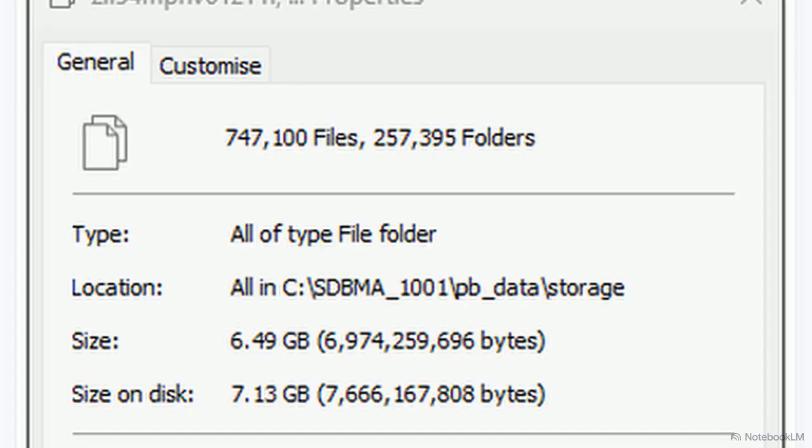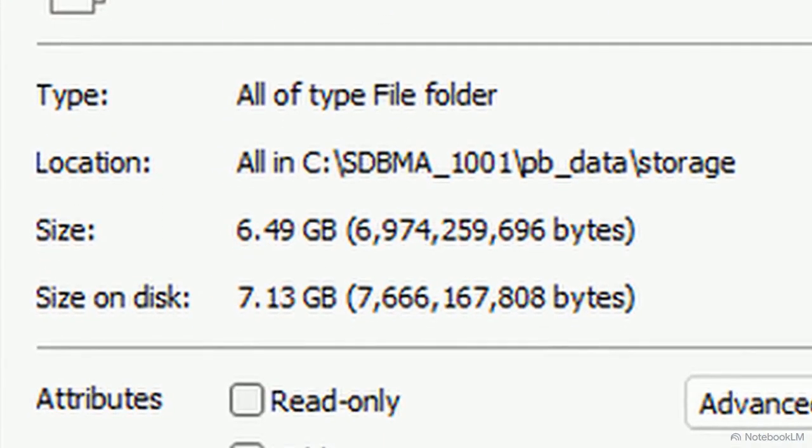This directory properties dialog reveals the scale of a mature instance, rapidly accumulating nearly 750,000 files and over 6 gigabytes of data. Every record, upload, and internal routing log is written into a single directory known as pb.data.